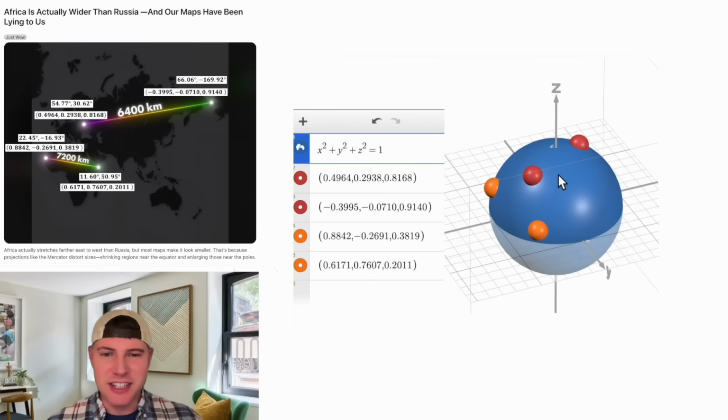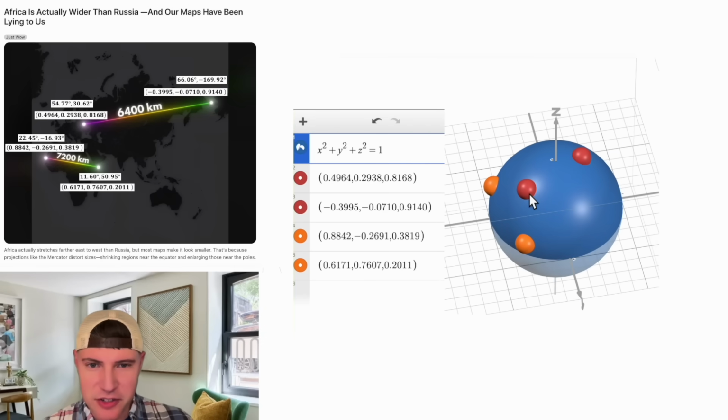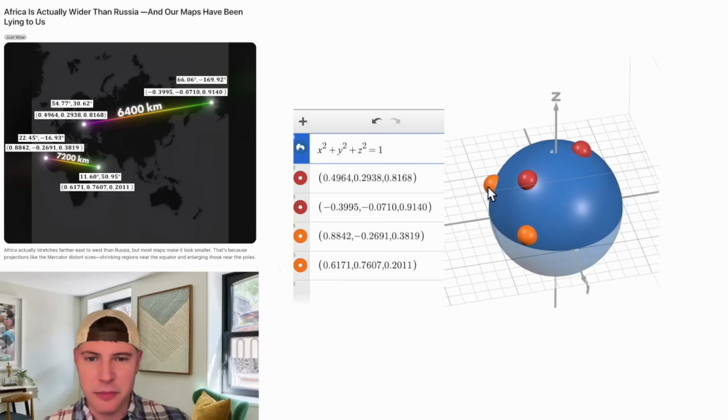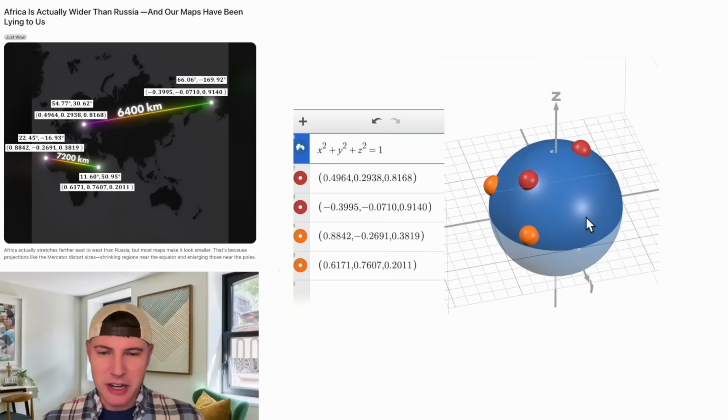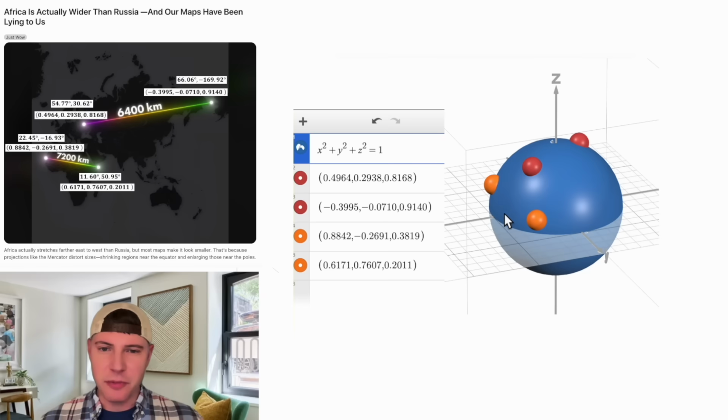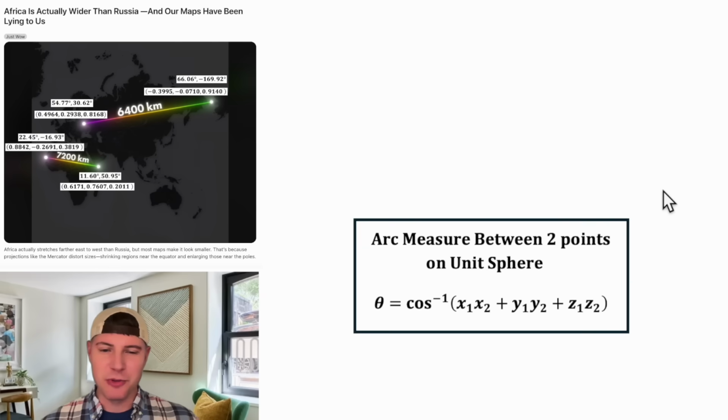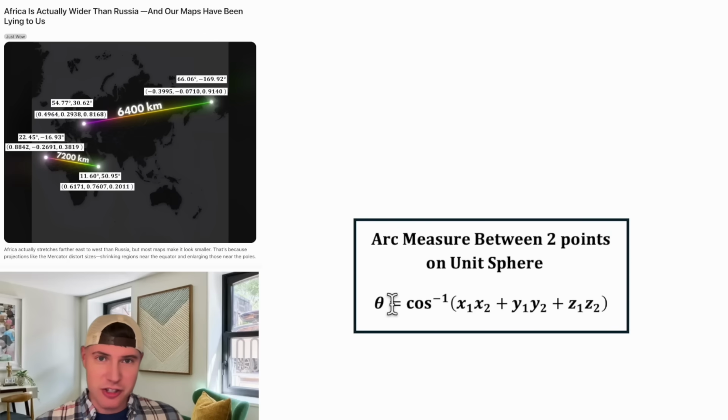Let's see if we can find the distance along Earth's surface from here to here and from here to here. Let's make sure that it's close to these numbers. So first we got to figure out what is the arc measure from here to here in degrees and the arc measure from here to here in degrees. In order to do that, we're going to have to use these notes right here, which is a three-dimensional dot product. The angle theta along the surface of the Earth is going to be cosine inverse of x1 times x2 plus y1 times y2 plus z1 times z2.